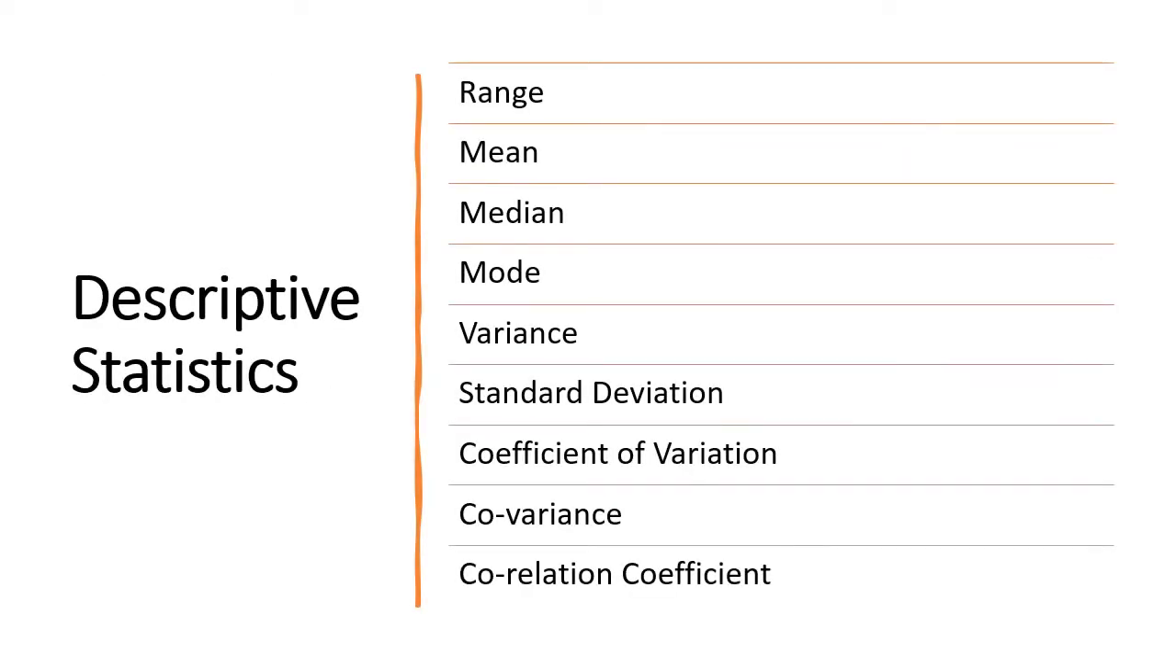Let's look at descriptive statistics. What are the things we can track? Range, median, mean, mode, variance, standard deviation, coefficient of variation, covariance, correlation coefficient. Those are the descriptive statistics concepts. Some of these are for univariate analysis, and covariance and the correlation coefficient you can use for bivariate type analysis. We will get to know each and every one of these.